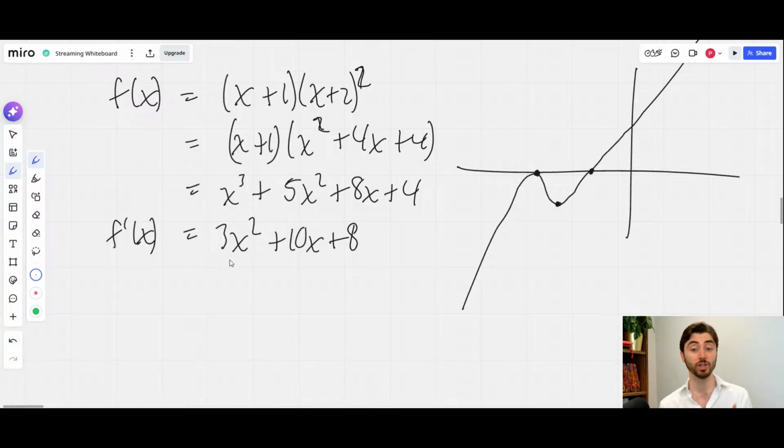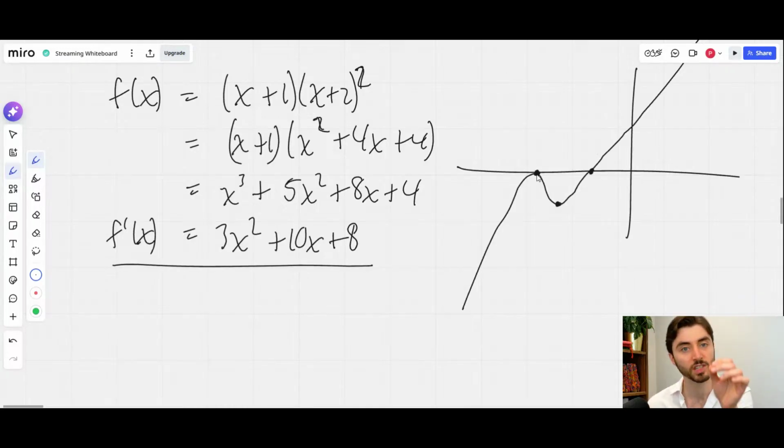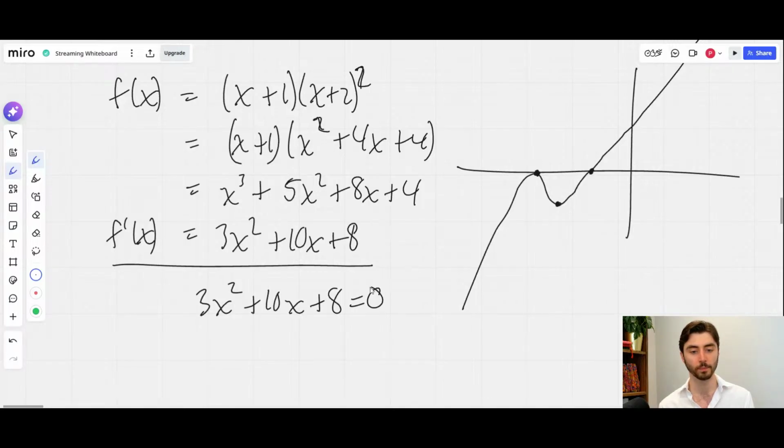So what we can do to solve for these turning points is, if we know how the gradient changes with x, we can try and find the specific x values where that gradient is 0. So in other words, that's just solving the quadratic: 3x squared plus 10x plus 8 equals 0.